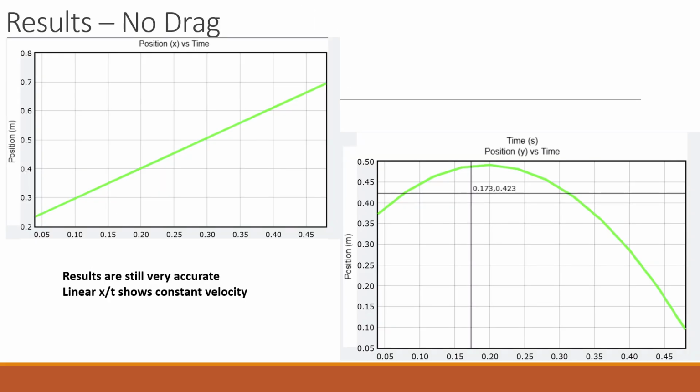Here are our results for no drag. Our horizontal position versus time graph was a straight line because we had constant velocity in the horizontal direction, and our y position versus time graph closely resembled the position of the ball. This is because the marker was in the air for a very short amount of time, meaning drag had very little effect on it.